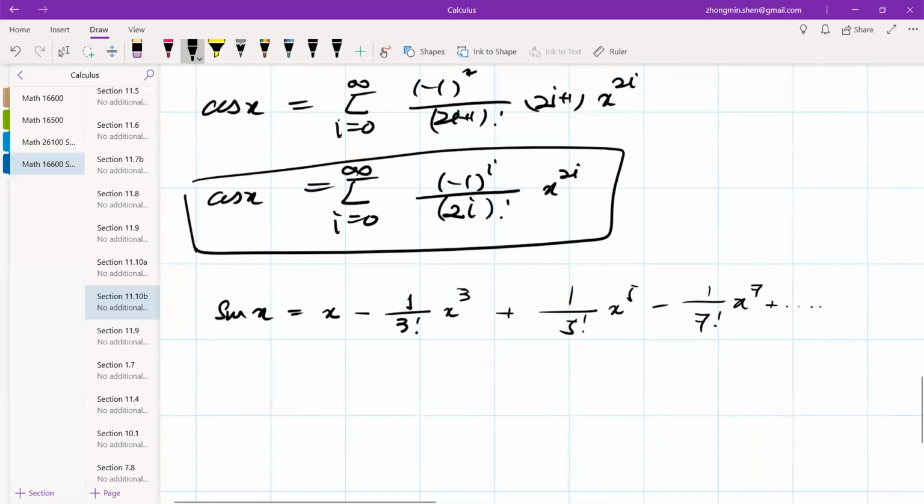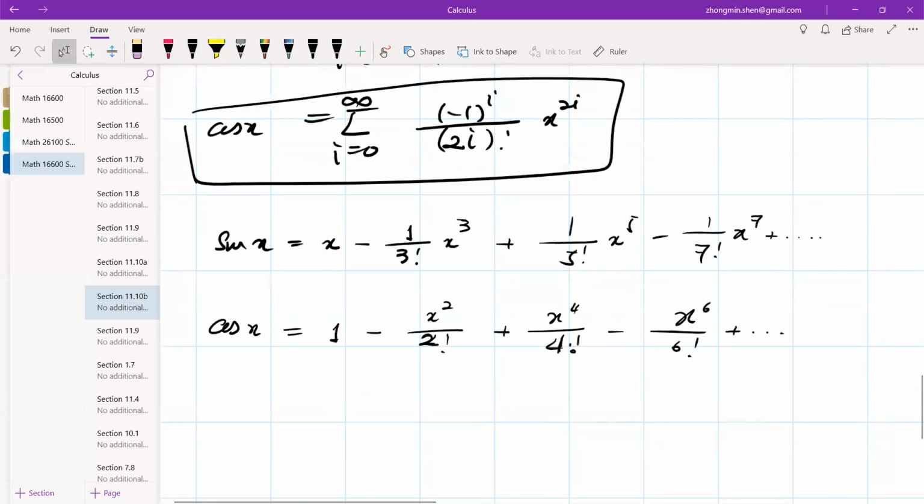Similarly for cosine x, the first term is 1, because cosine 0 is 1. The second term is going to be minus x squared over 2 factorial, then plus x to the fourth over 4 factorial, and minus x to the 6th over 6 factorial, and so on.